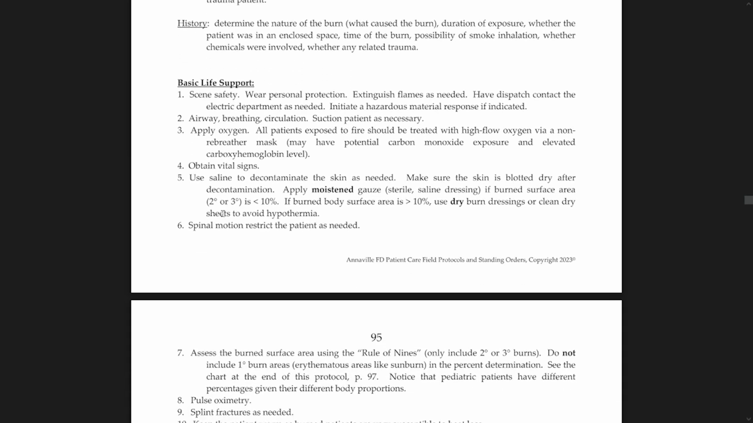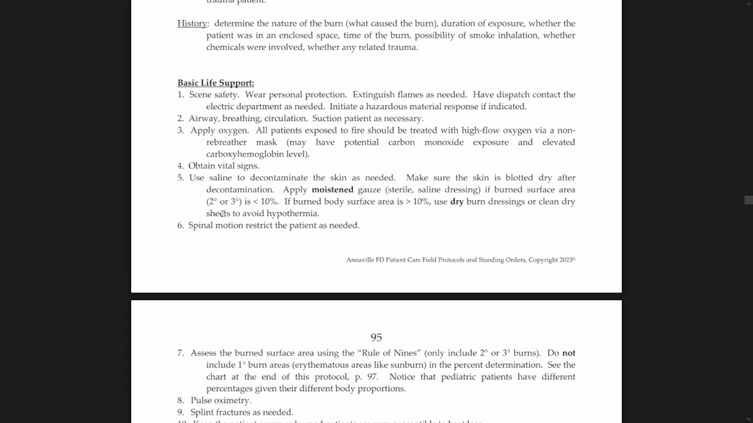For BLS, or basic life support, watch out for scene safety. Wear PPE, extinguish the flame as needed, and have dispatch contact the electric department as needed. Initiate a hazardous material response if indicated. Watch out for ABCs, suction the patient if necessary. Apply oxygen. All patients exposed to fire should be treated with high flow O2 via non-rebreather mask. They may have potential carbon monoxide exposure and an elevated carboxyhemoglobin level.